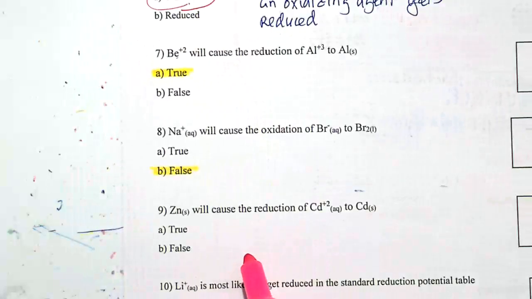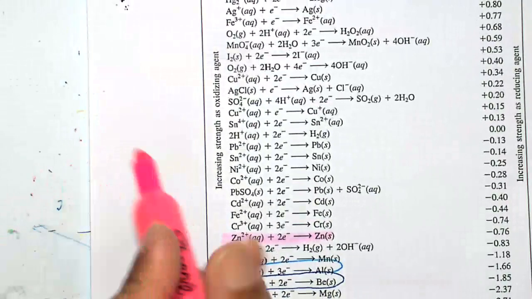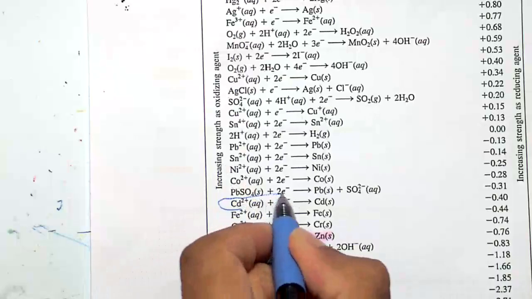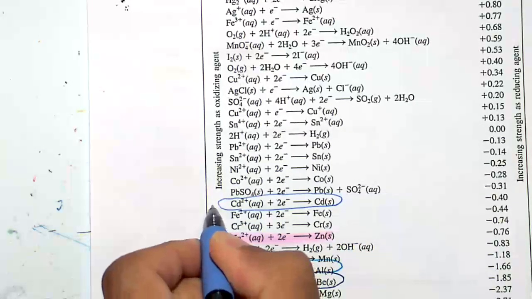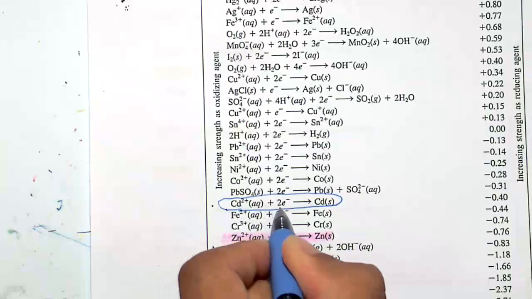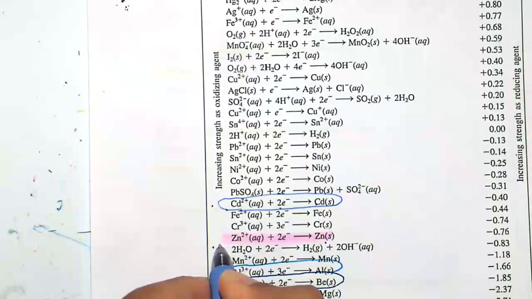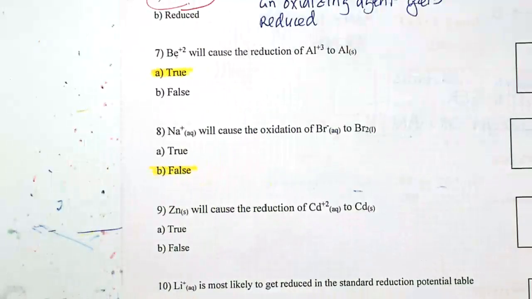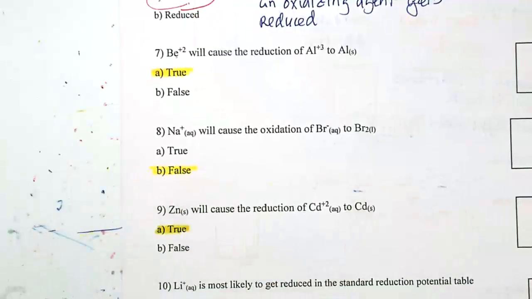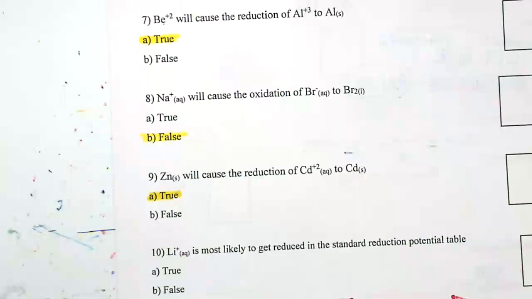Zinc solid is causing the reduction of cadmium plus 2 to cadmium. Do you think that's true? I think that's true, okay? Because you keep everything above it the same, this one gets flipped. So when zinc causes cadmium plus 2 to get reduced to cadmium solid, it itself gets oxidized to zinc plus 2. I believe the answer to this is true. Okay, right? I agree.